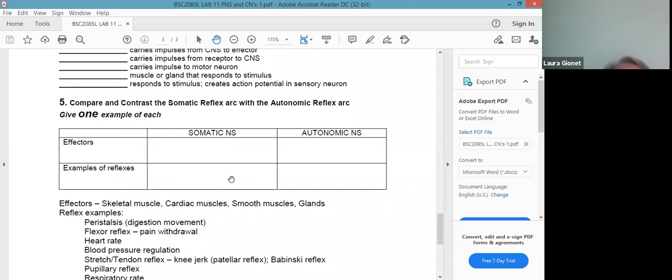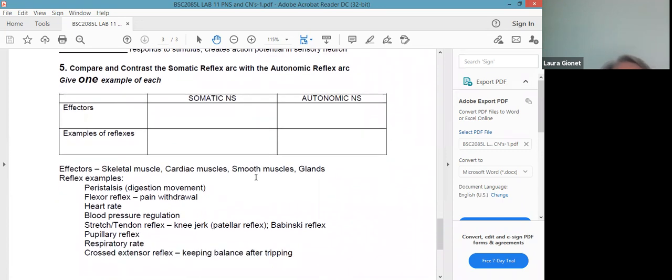Okay, then we look at examples of reflexes. There are more examples here than for effectors, and for the somatic nervous system you should be able to name at least one. And I'm just going to tell you. So going down this list, the first somatic reflex is the flexor reflex, which is a pain withdrawal reflex. So put in there flexor reflex. The next that would go in there is the stretch or tendon reflex, we talked about that in the lecture class. And then we have our crossed extensor reflex. That's also a type of somatic reflex.